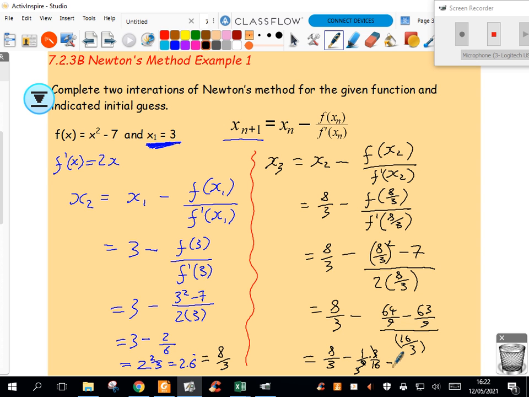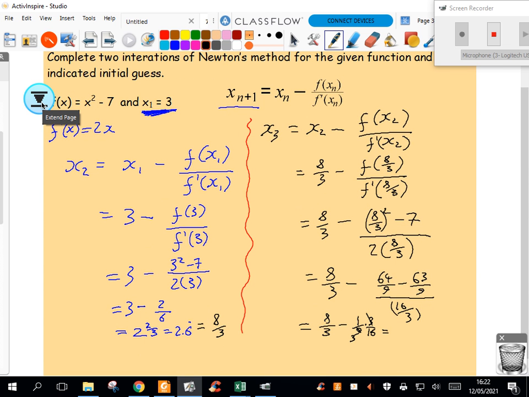Okay, so what I'm going to get here is 8/3 minus 1/48. Common denominator there is 48. 3 goes into 48 16 times, and 16 times 8 is 128, so 128 minus 1. So I think I'm getting 127/48. You might just double check all my arithmetic there.